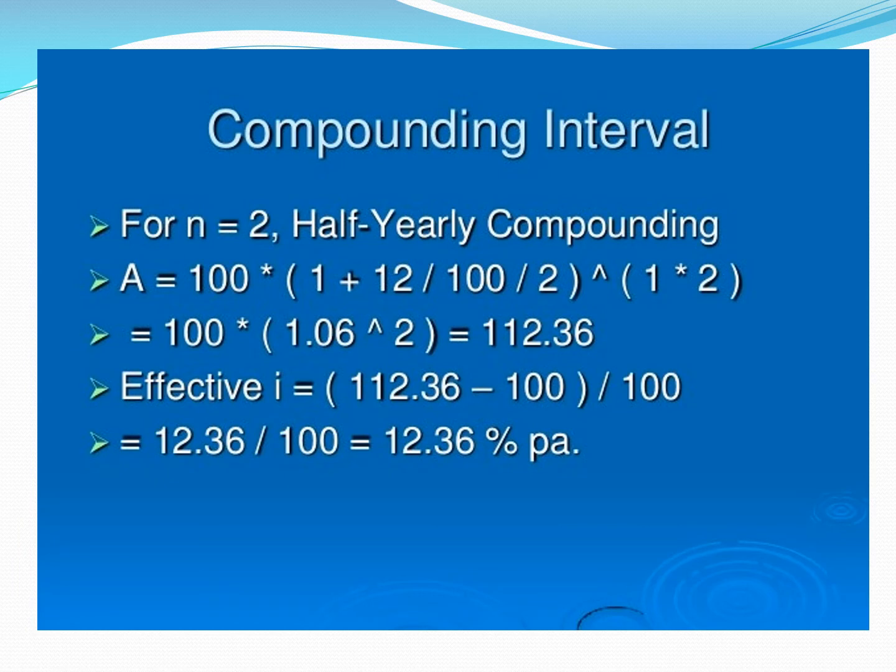For n equals 2, half yearly compounding, it means every 6 months the interest is compounded. Therefore, the amount for 100 rupees is 100 into (1 plus 12 by 100 divided by 2) to the power of 1 into 2, equals 100 into 1.06 squared, equals 112 rupees 36 paise. Effective I equals (112.36 minus 100) divided by 100, therefore 12.36 paise divided by 100, equals 12.36% per annum.